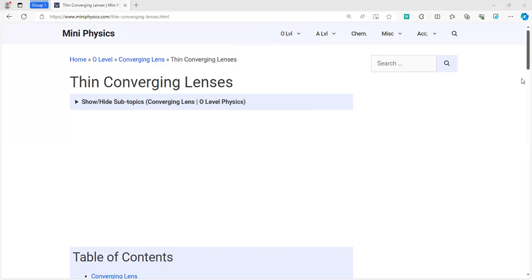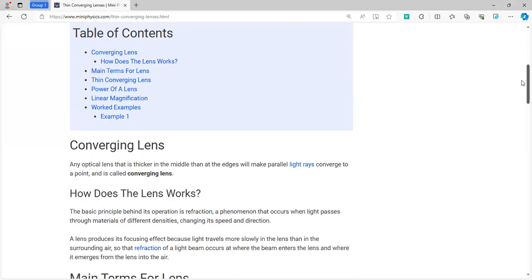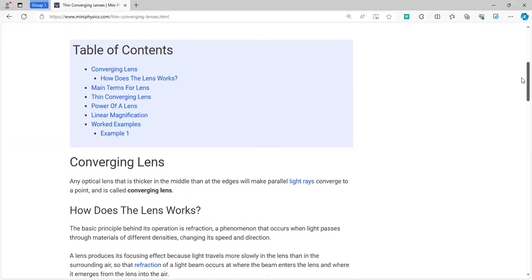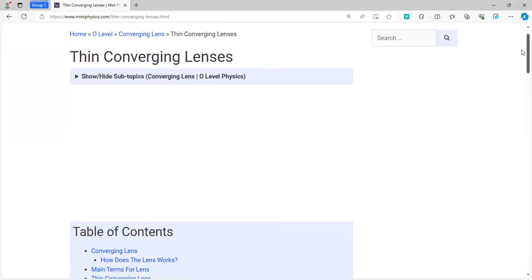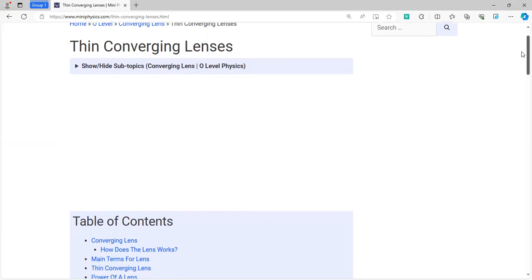Welcome to another topic on O-levels physics. Today we'll be talking about the types of lenses. So first we'll be talking about a converging lens. And as the name suggests, a converging lens tends to converge the light rays onto a single point.